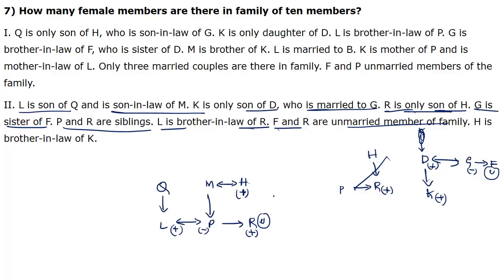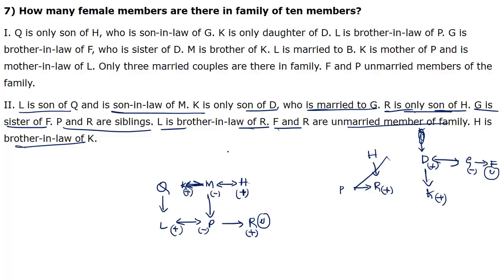So if H is the brother-in-law of K, I can certainly say that, so this person is female, then I can certainly say that K is the brother of M. I hope you got it. So H is the brother-in-law of K, right? So if H is the brother-in-law of K, I can certainly say that K is a male person. So K is the male member, that is K is the brother of M. I hope you got it. K is the brother of M.